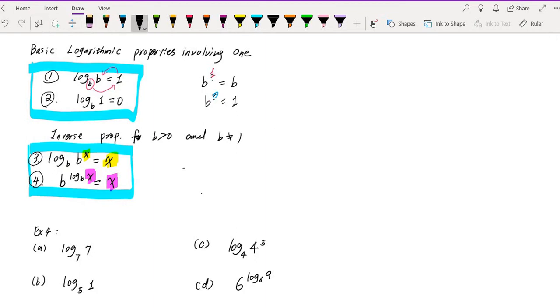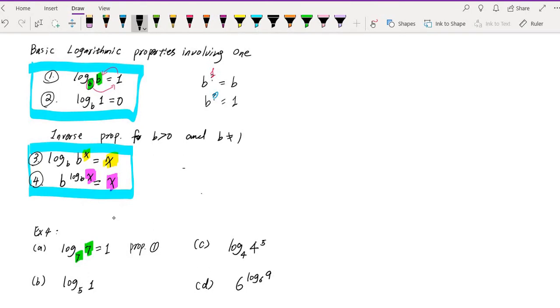So here we have example 4. If you look at this, hopefully you realize this is going to be property 1, right? This is b, this is b. So basically they're the same, so this is going to give you 1. So we use property 1.